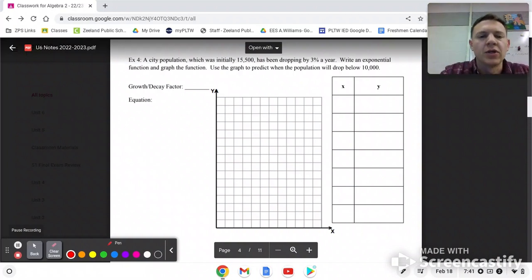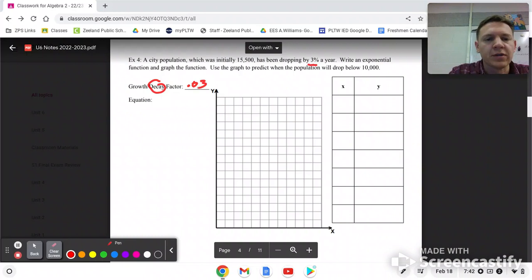So first of all, is this growth or decay? Well, if it's dropping, it must be decay. We got to figure out that decay factor. Well, it says 3%. A 3 would be 300%, not 3%. So when we write that as a decimal, it's going to be 0.03. Remember, move the decimal 2 to the left to get rid of the percent. That's our decay rate, 0.03.